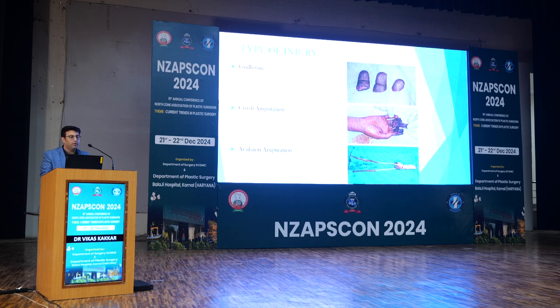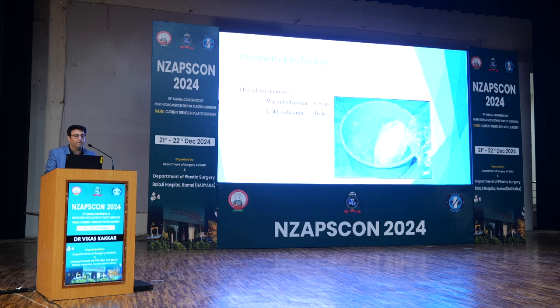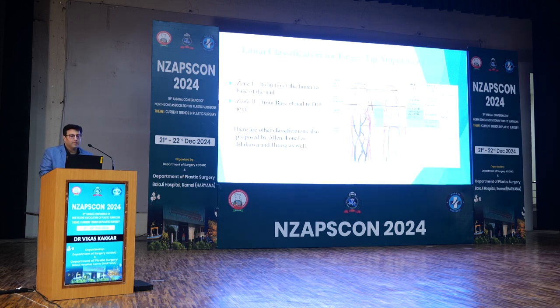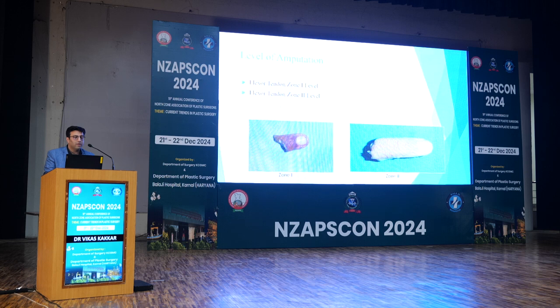The type of injury can be a guillotine amputation, crush amputation or avulsion injuries. For the duration of ischemia, warm ischemia can be up to 6 to 8 hours, and cold ischemia can be up to 16 hours. There are various classification systems for fingertip amputations, like the Ishikawa classification, in which zone 1 is from the tip to the base of the nail, and zone 2 from the base of the nail to the DIP. Others include the Allen classification. On the basis of the flexor tendon also we can classify the level of amputation into zone 1 and zone 2.